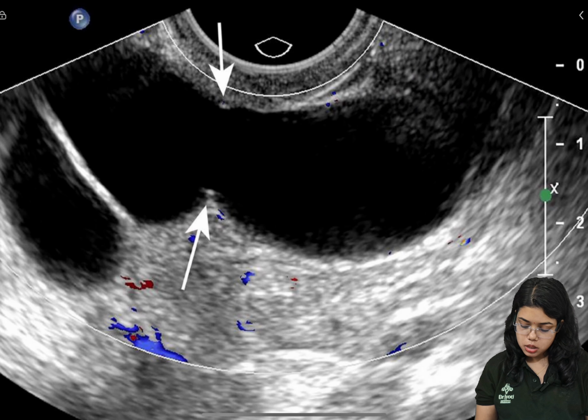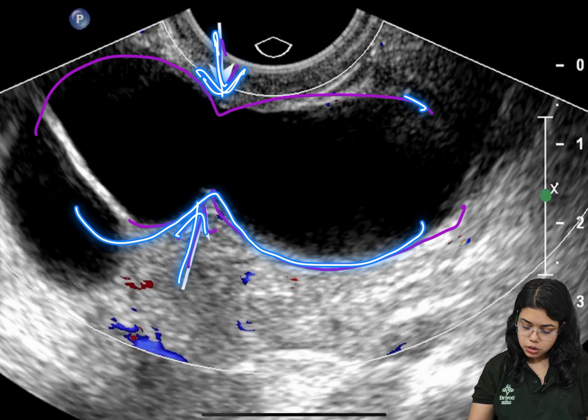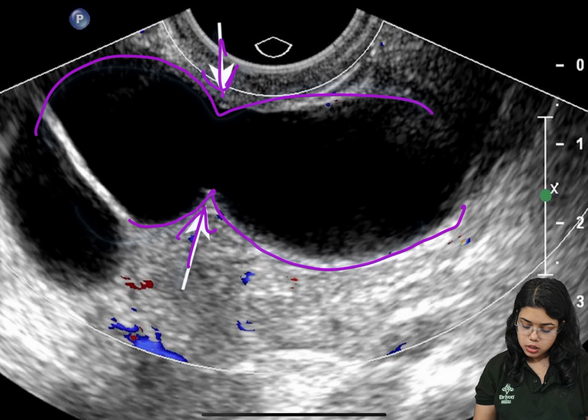And what is this? This is the longitudinal section, and there is an indentation here. Okay, this is the waist sign. This is the indentation, and this is like a waist. So this is the waist sign.